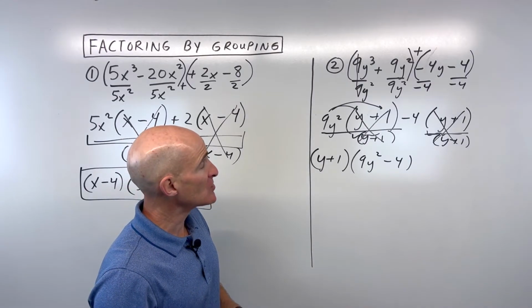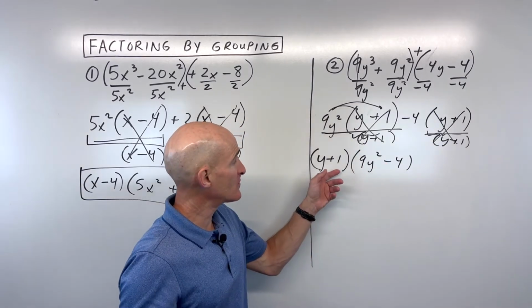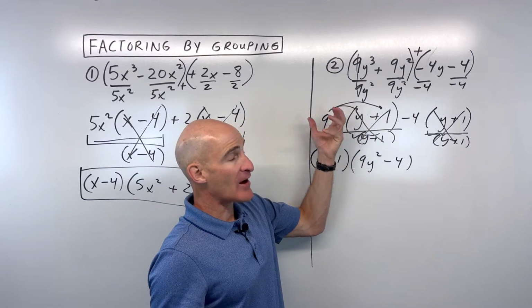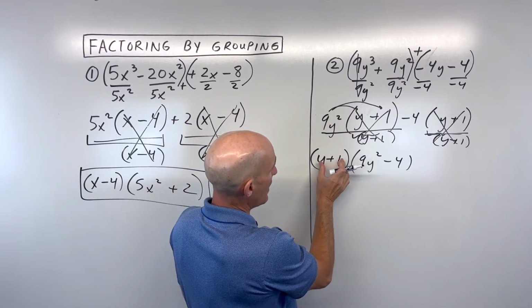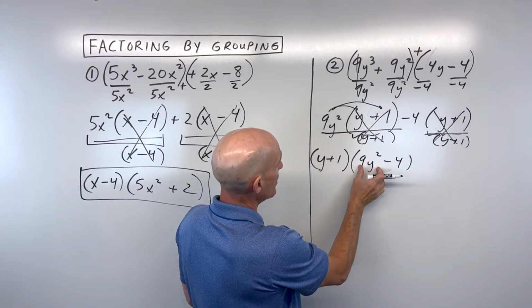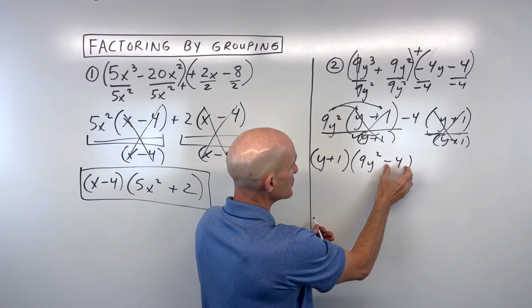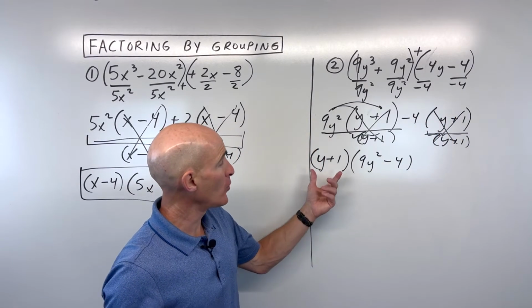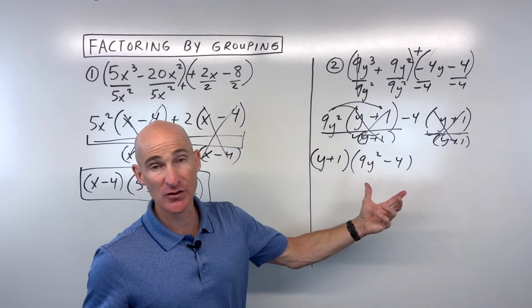A question sometimes students have is, well, aren't there two y plus 1s? Shouldn't this be y plus 1 squared? Well, we're just factoring out the y plus 1. And what happens here is you can check your work. If you take the y plus 1 and distribute it to 9y squared, you get back 9y squared plus 1. And when you distribute the whole y plus 1 to negative 4, you're getting back that last group there. So there's only one of this y plus 1, and you're left with this 9y squared minus 4.